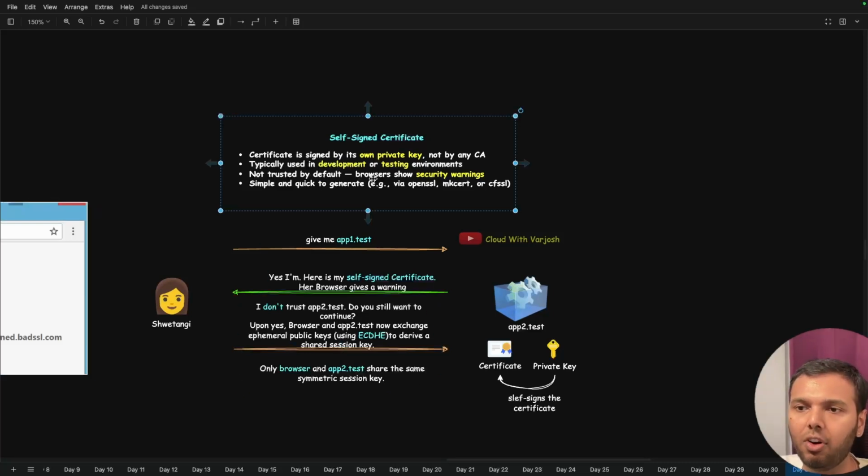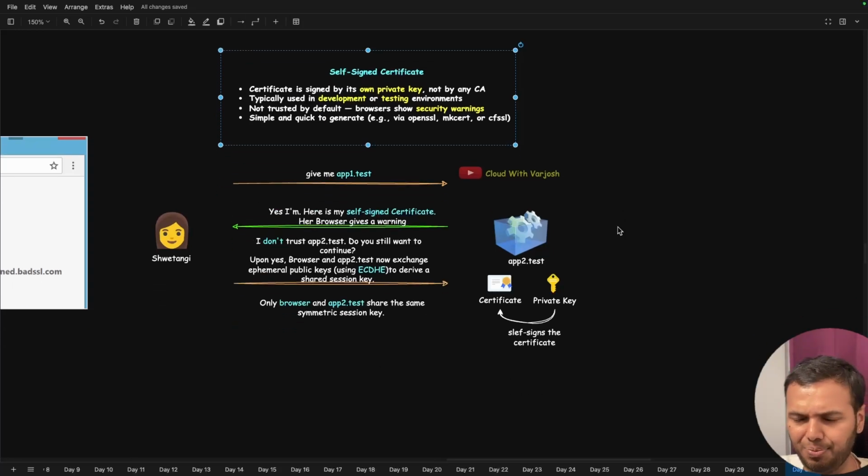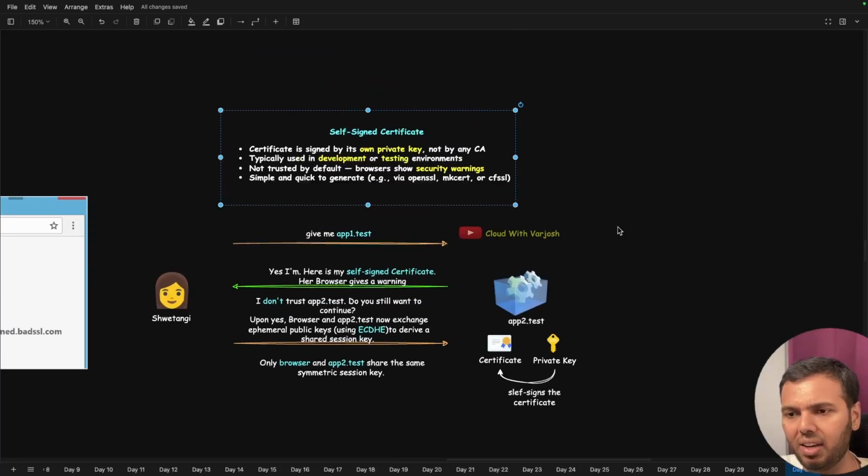They are not trusted by default, and browsers show security warnings. They are simple and quick to generate. For example, you can use OpenSSL, Makecert, or Cloudflare's SSL to generate self-signed certificates. I hope now you have an understanding of this.